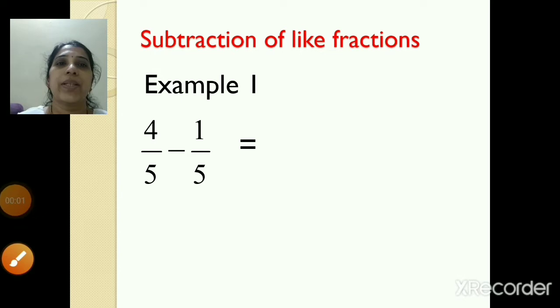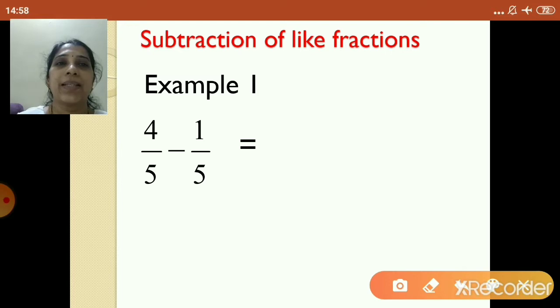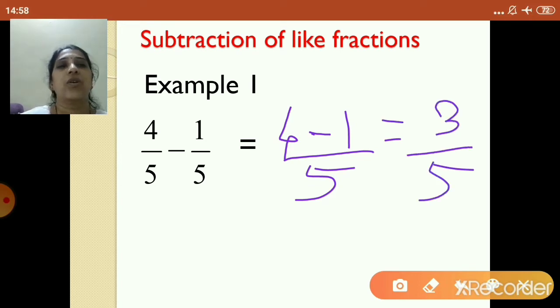So now we are going to see subtraction of like fractions. Let's take some examples. 4 upon 5 minus 1 upon 5. So children, both denominators are the same, so they are like fractions. The way you are doing addition, same way you are going to carry out the subtraction also. Only the operation will change. Here it will be minus. So what you are going to do? 4 minus 1 upon 5. So 4 minus 1 is 3. So 3 upon 5. So your answer will be 3 upon 5.